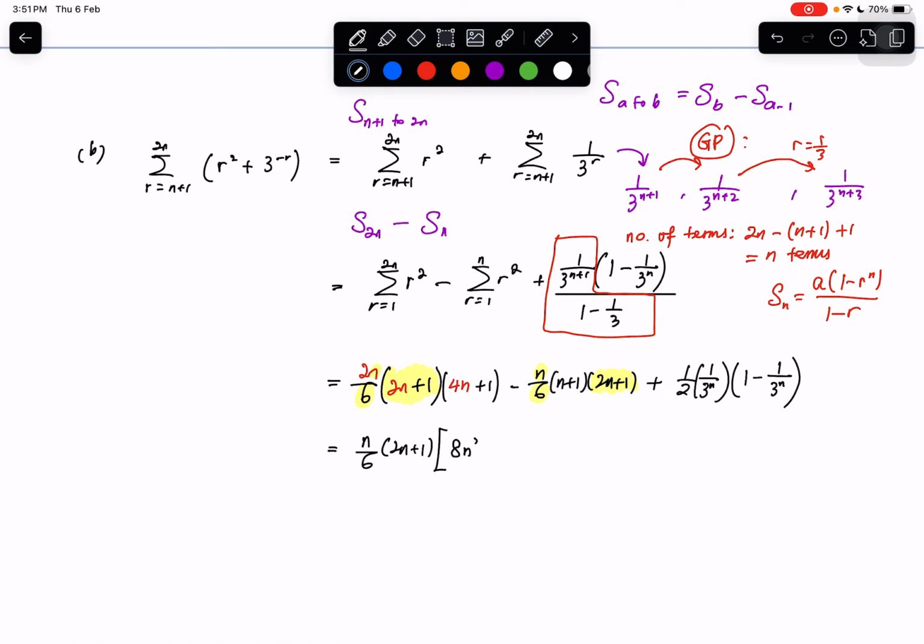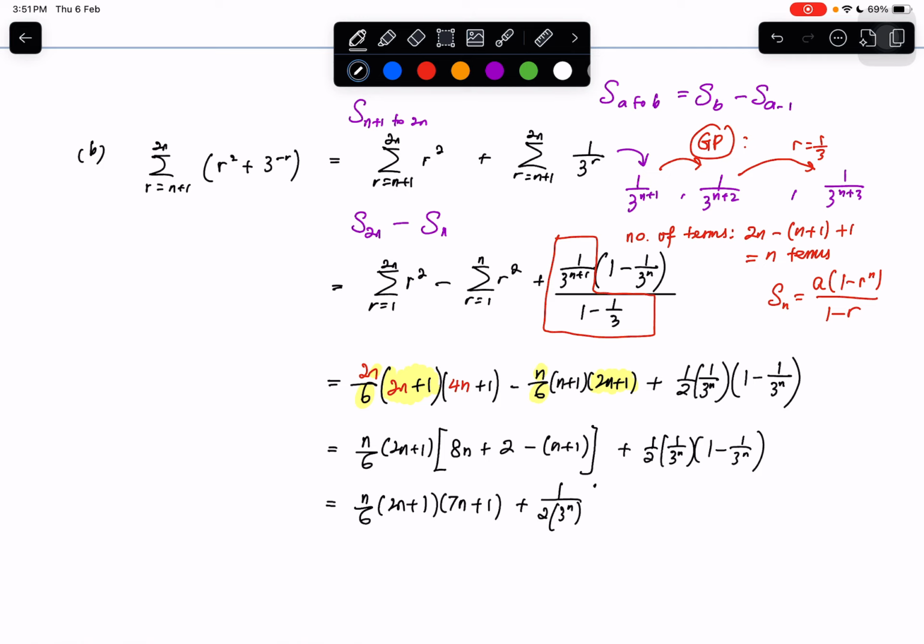So this would be 8n squared plus 2n minus the bracket n plus 1, so be careful with the bracket, plus half of 1 over 3 to the power n. This one cannot be simplified any more, so it is just fixed. Then on this side I will get n over 6, 2n plus 1, sorry, not 8n squared, 8n plus 2. Over here I have 7n plus 1, plus 1 over 2 times 3 to the power of n, 1 minus 1 over 3 to the power n, like that.